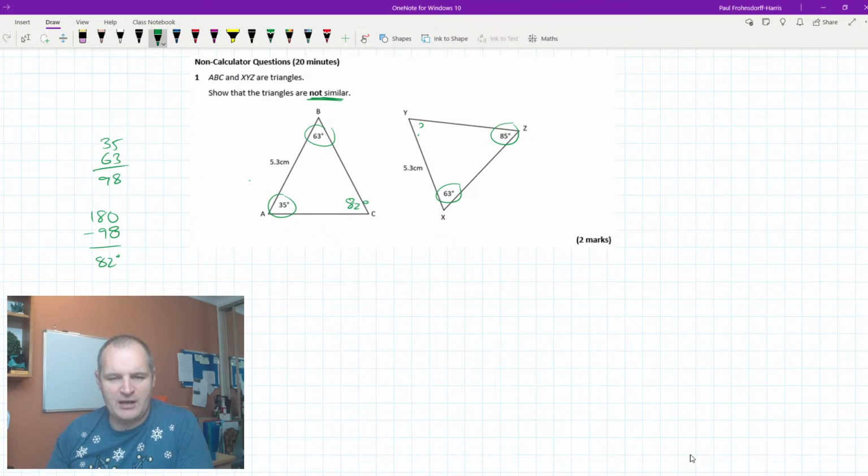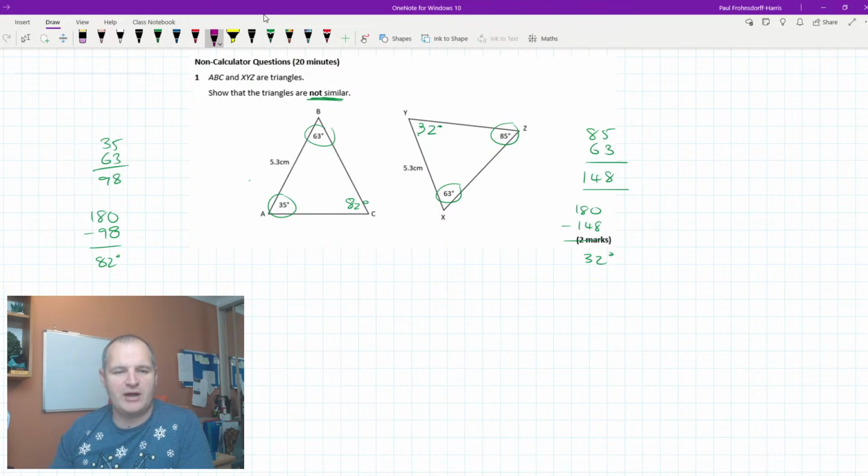I now do similar over here, 85 and 63 add together to make 148. Then when we add them together and remove from 180, you will notice that that makes 32, and 32 is not 35. You will notice these angles are different.